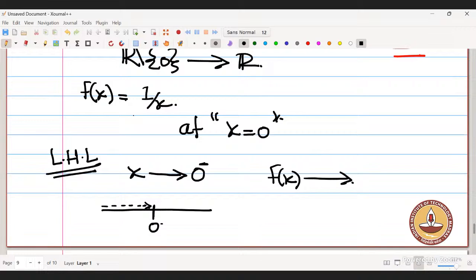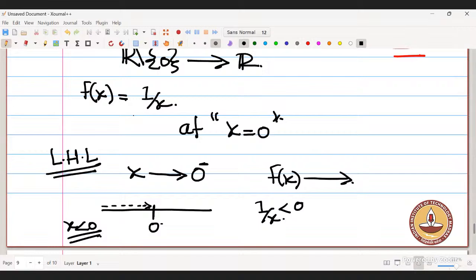That is the definition, right? x goes to 0 from the minus side. That means what is the value of x? x is negative, right? That means 1 by x is what? Minus 1, also negative, less than 0.